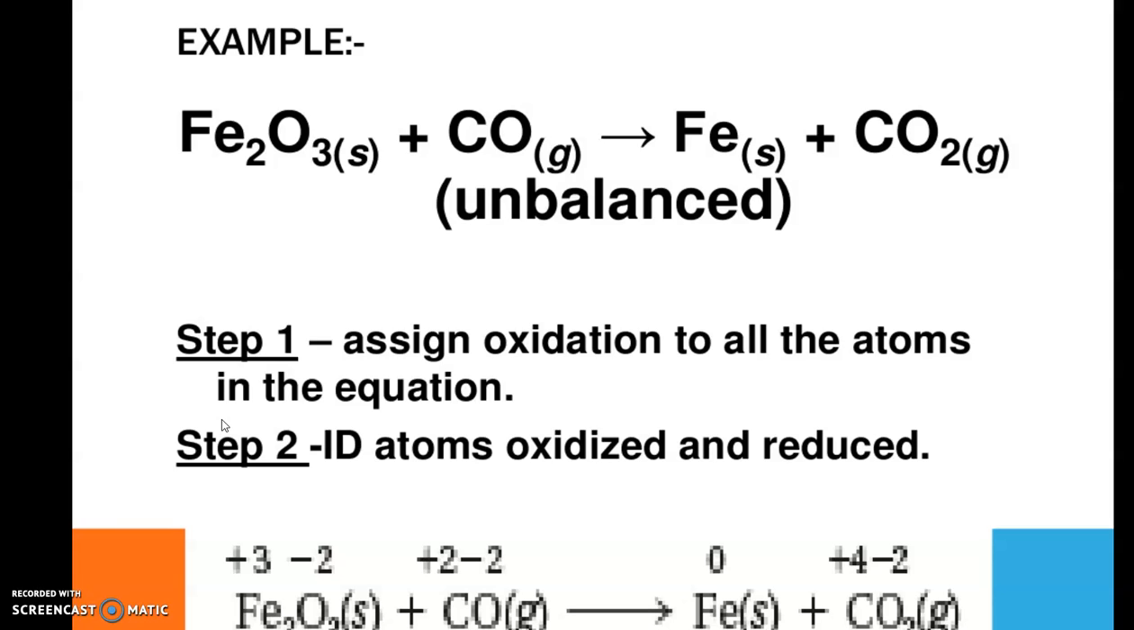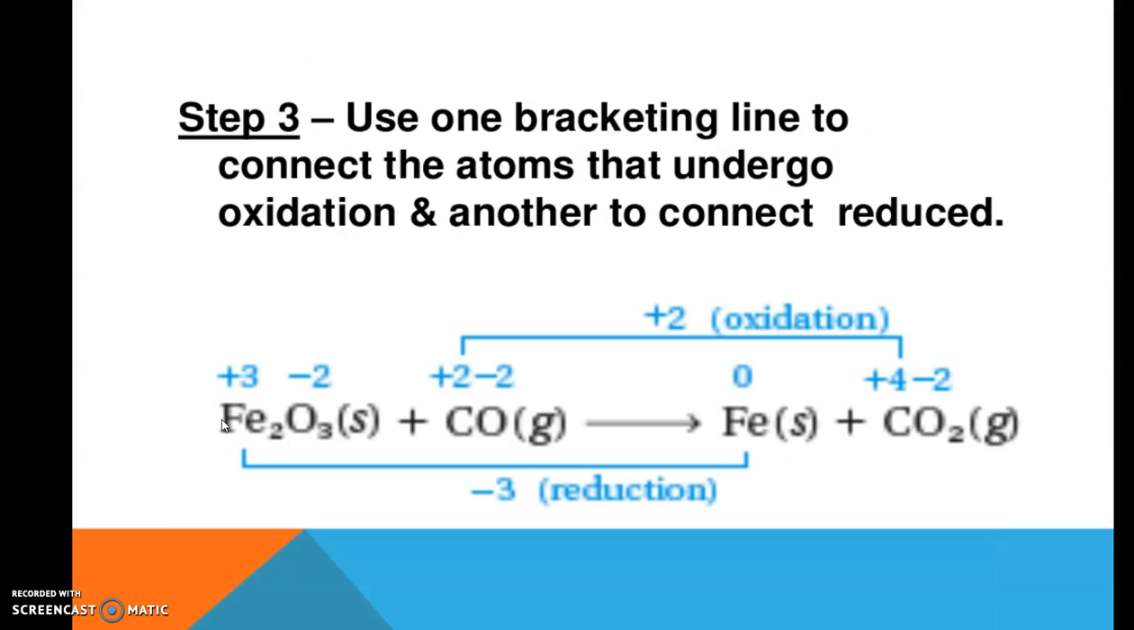Similarly, we'll see an equation: Fe2O3 plus CO gives Fe and carbon dioxide. It's an unbalanced equation. So first assign the oxidation numbers. We know how to assign the oxidation number. Step 2, identify atoms oxidized and reduced. If the oxidation number increased, atoms are oxidized. If the oxidation number decreased, atoms are reduced. And use the bracketing line to connect the atoms that undergo oxidation, and another to connect those reduced. So carbon has undergone oxidation, iron has undergone reduction.